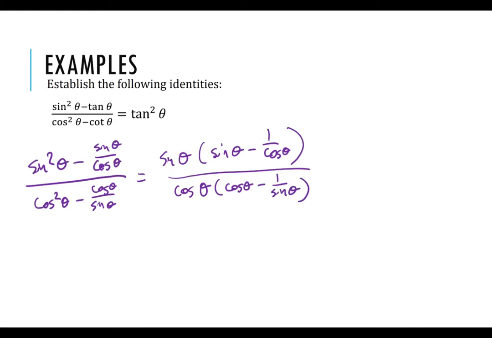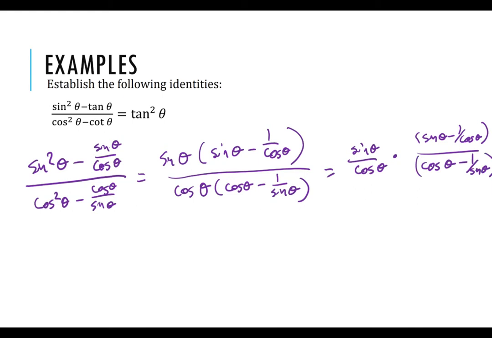Alright, I kind of like where we're heading. And the reason I like this is because if I rewrite this, that's just products, and so that's sine of theta divided by cosine of theta times sine of theta minus 1, and cosine of theta over cosine of theta minus 1 divided by sine of theta.